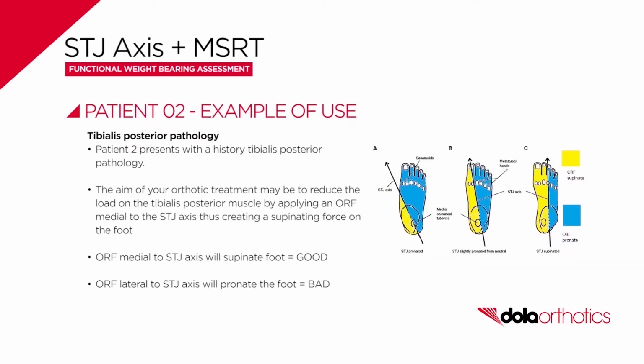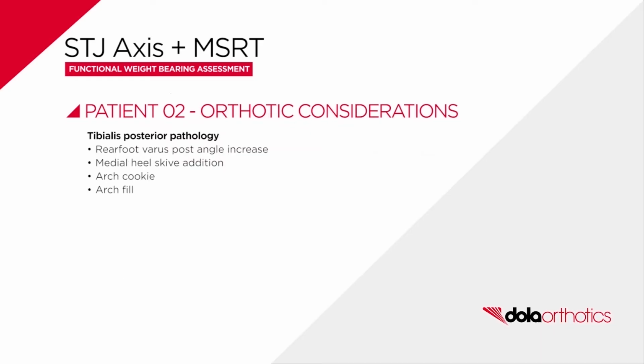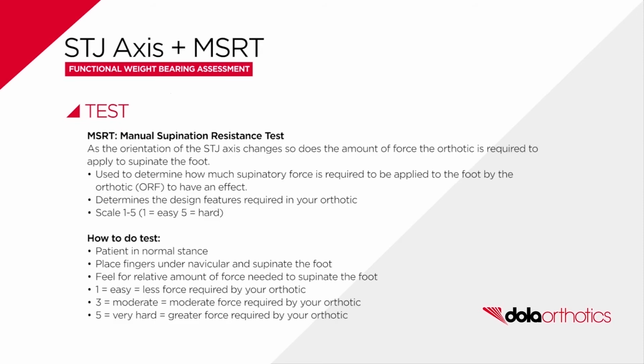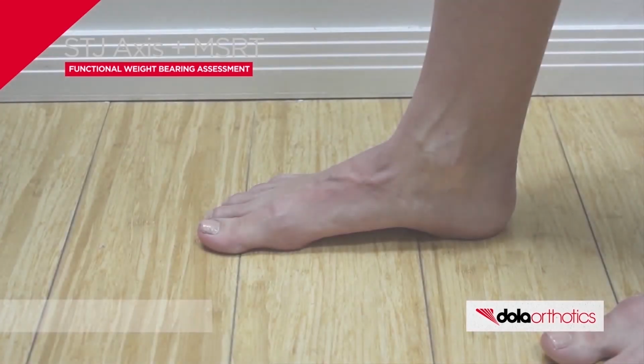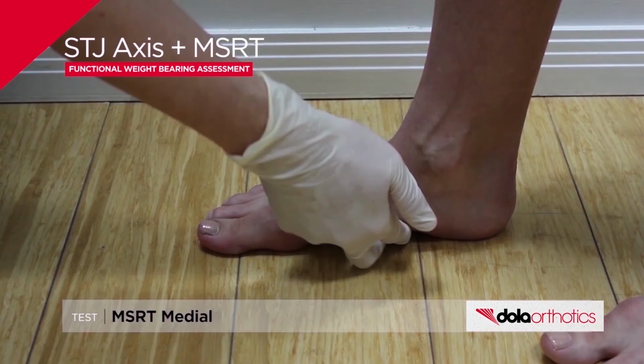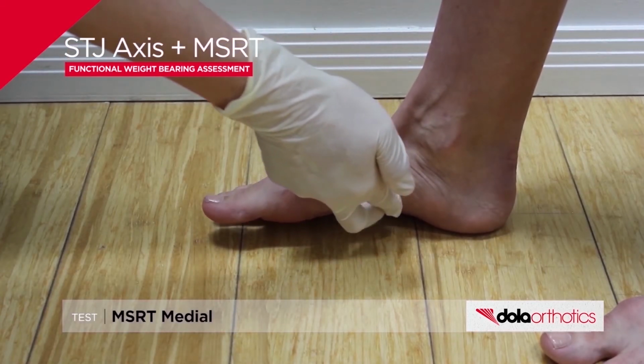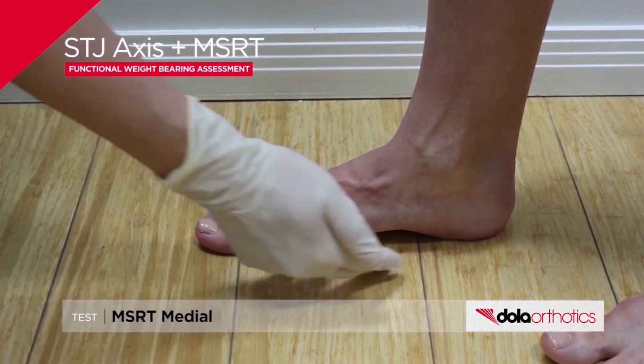An understanding of the joint axis position allows the application of force required for the foot type, biomechanics, or tissue stress caused by pathological forces. Clinical tests include the subtalar joint axis location test as described by Kirby, in which the location of the axis from the posterior lateral calcaneus through the talar head is marked by palpation, or plotted on the plantar surface of the foot. The manual supination resistance test described by Payne aims to classify the amount of force needed to be generated to have a supinatory effect on the foot.